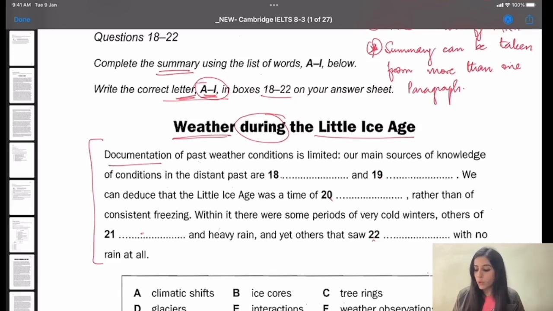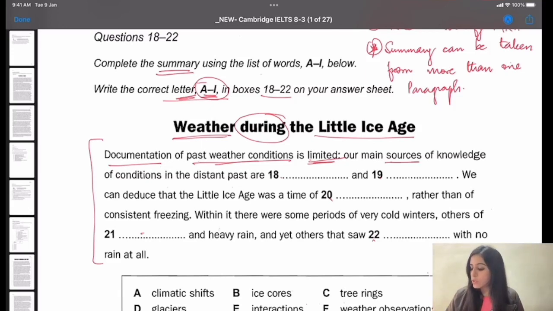So, documentation of past weather conditions is limited. Documentation could be paperwork, could be records, could be something related to these words, or it could be data collection, or maybe creating a proper systematic approach of writing down the weather conditions. And weather conditions could be changed into climatic conditions, or how the weather was during different seasons. The synonyms for limited could be rare, not available, not available in abundance. So words like those could be used.